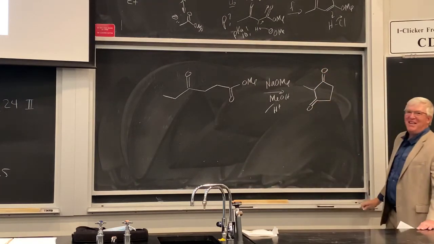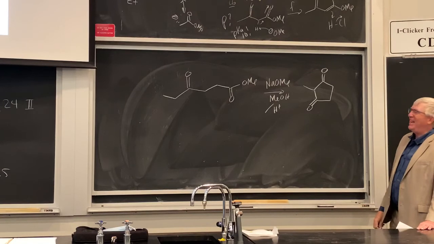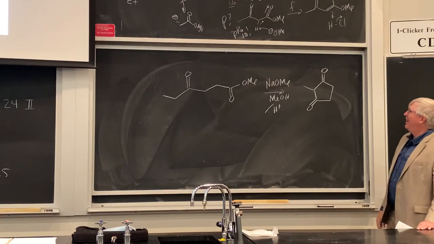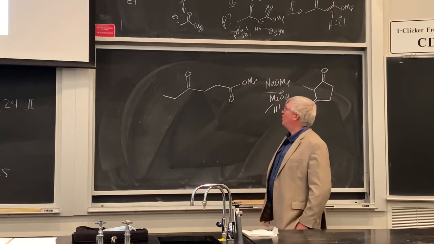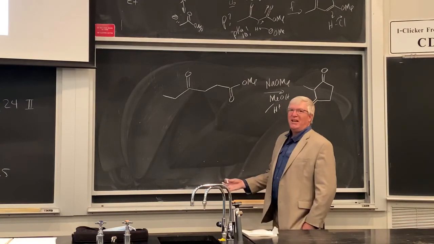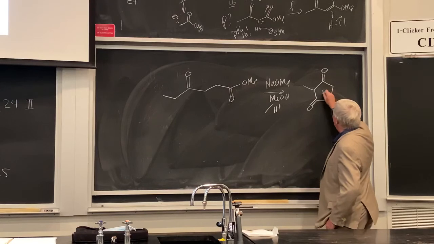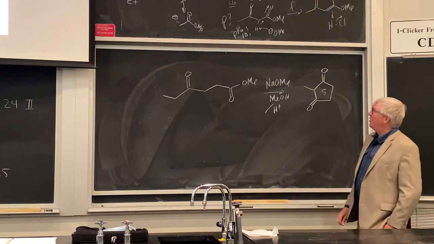This diketo cyclopentane structure. Okay, so let's analyze this. Where's our nucleophile? Where's our electrophile here? And what combination is going to give us what? This 5-membered ring, this intramolecular reaction.